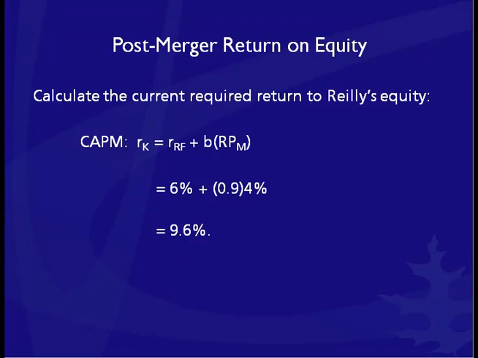Using CAPM, we know that we take the risk-free rate, which was given at 6%, and then we add to it a term that multiplies the beta for the target company times the risk premium of the market. So when we take the 6% plus the 0.9 beta times the 4% risk premium for the market, we come up with a required rate of return to Riley, the target company, of 9.6%.